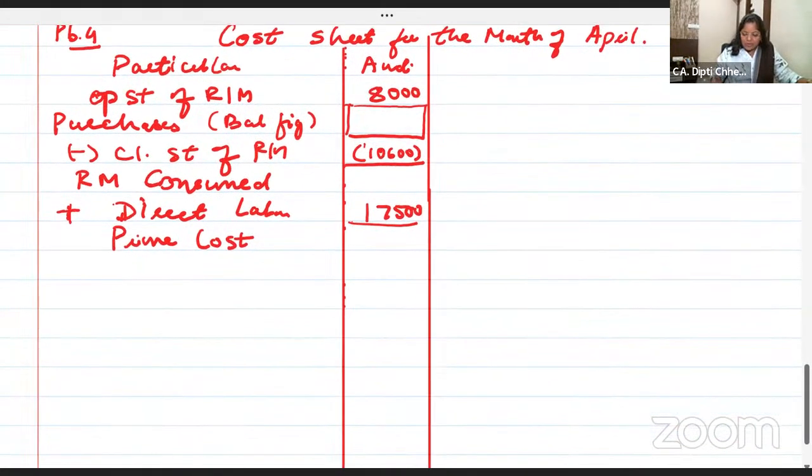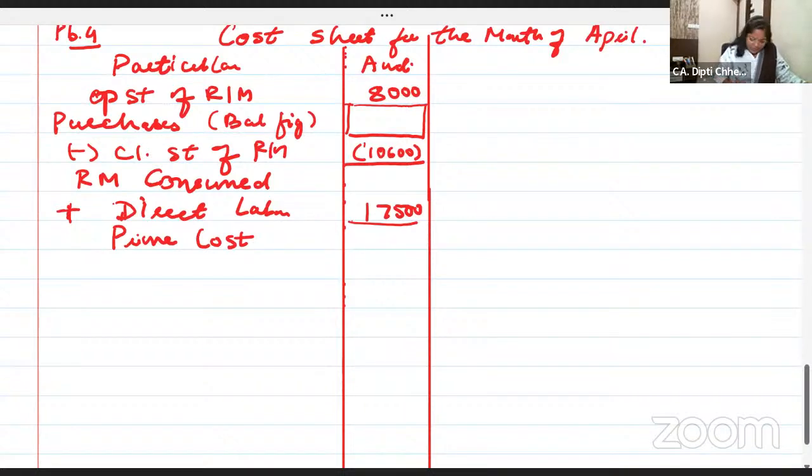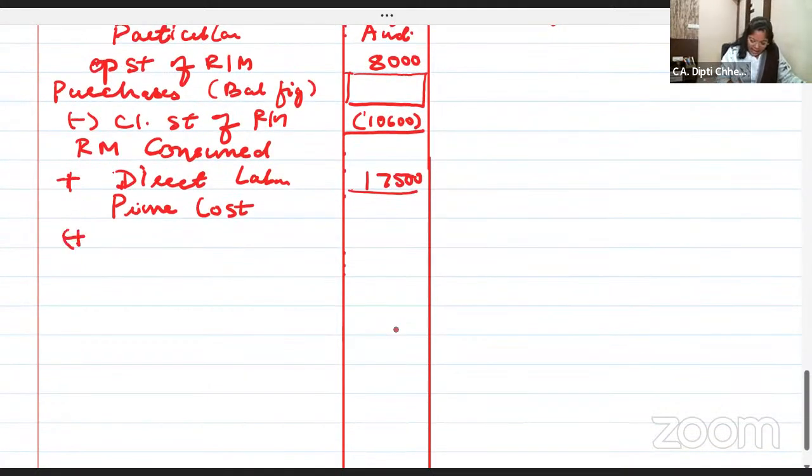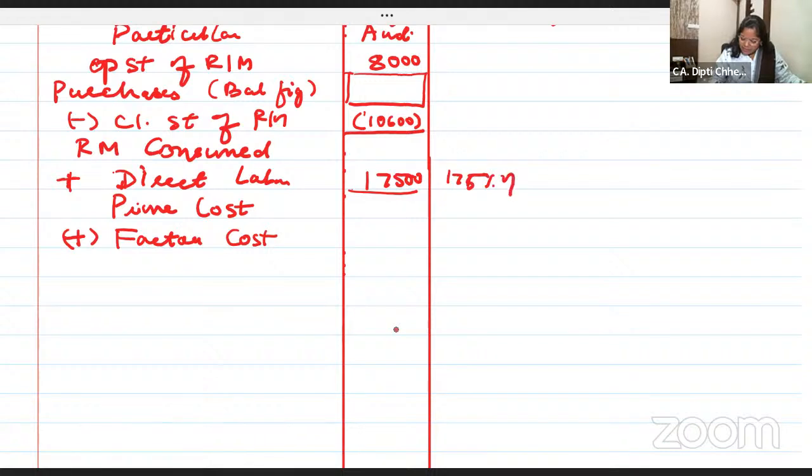Don't do the total. You cannot even do it because purchase is missing. Add works cost or factory cost. Factory cost is... direct labor is 175% of the factory cost.